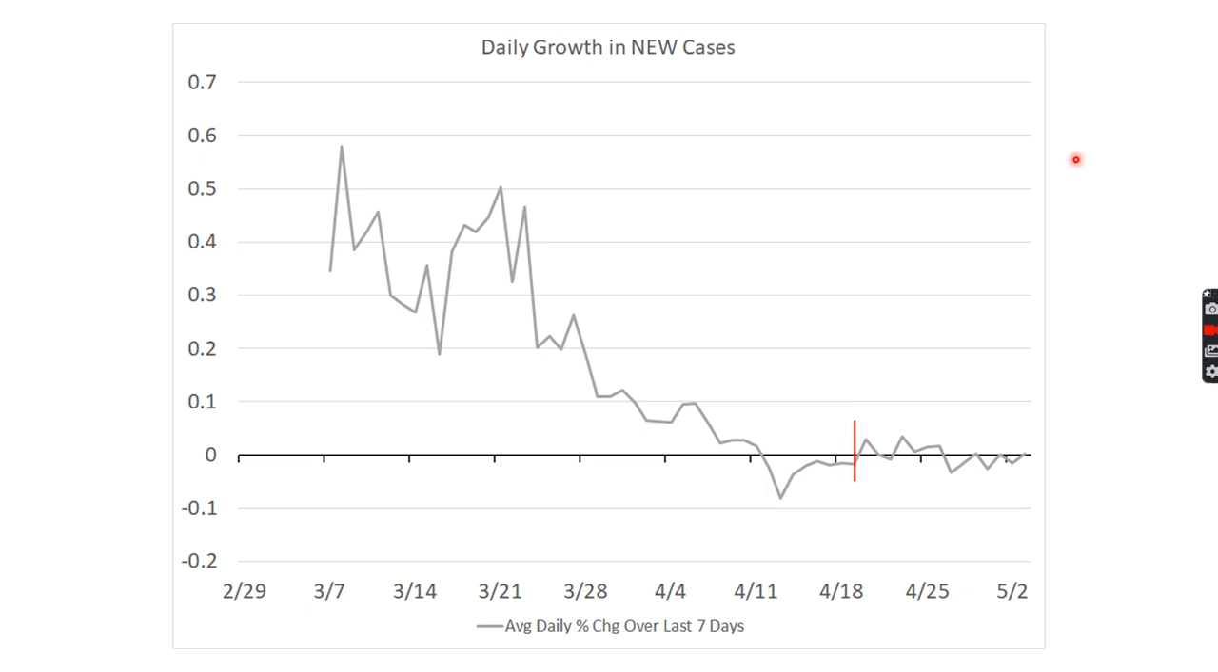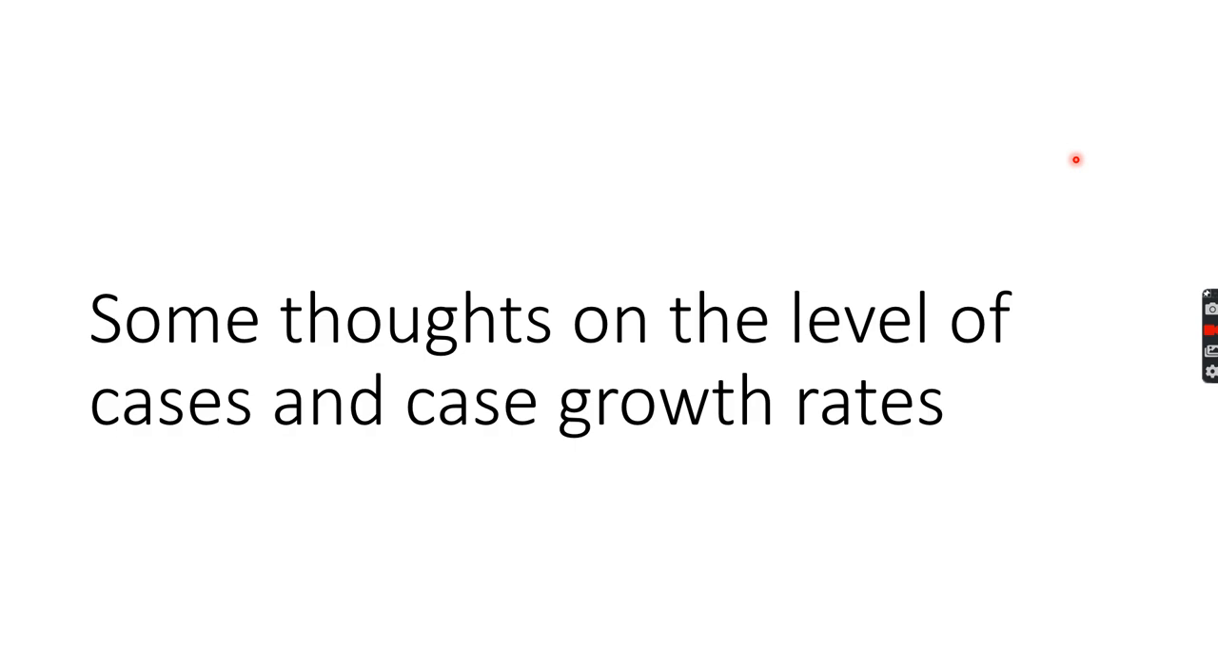Now, we need to get that growth rate in new cases down into negative territory. As long as it's trending along 0%, that means that cumulative cases are still growing. We certainly need new cases to trend down. Okay, so that's what we need to see right there.